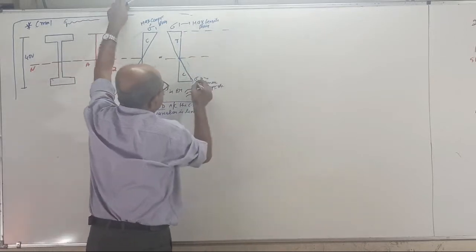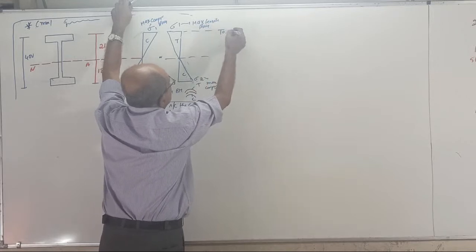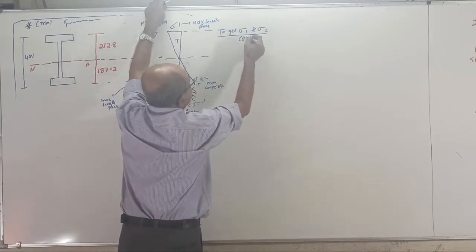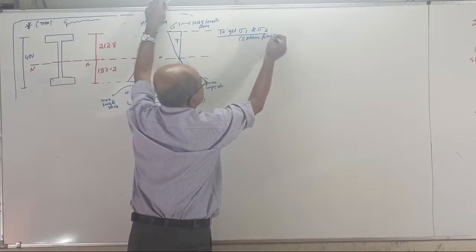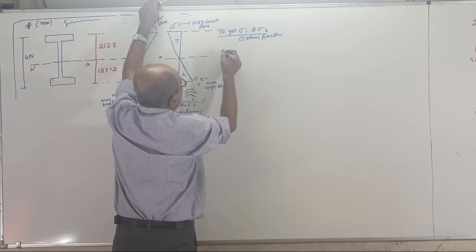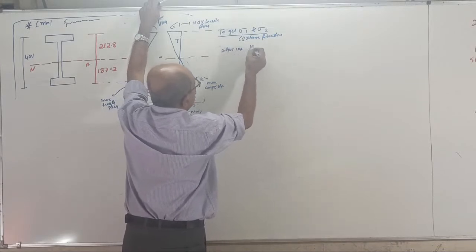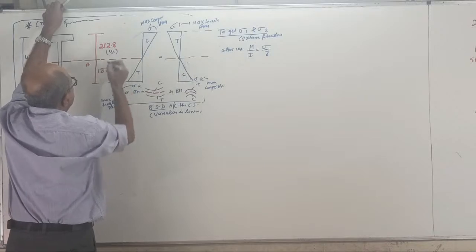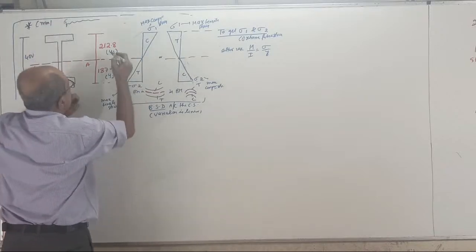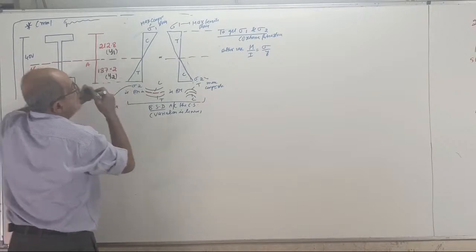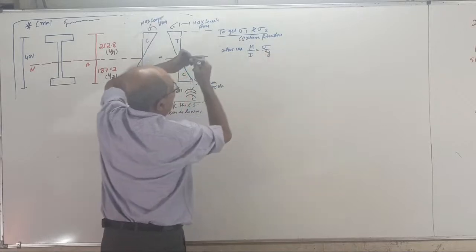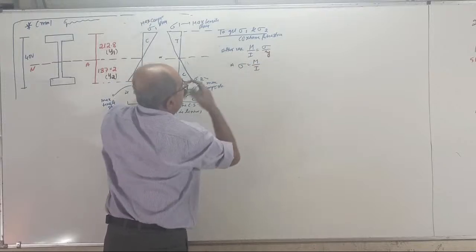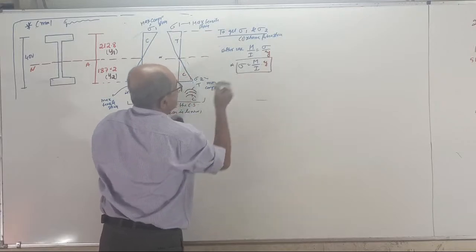See, continue further. To get sigma 1 and sigma 2, they are extreme fiber stresses. You can either use M by I equal to sigma by Y. Now, this is your Y1, this is your Y2, in red color. M by I equal to sigma by Y, that is, sigma equal to M by I into Y. You can use this equation.